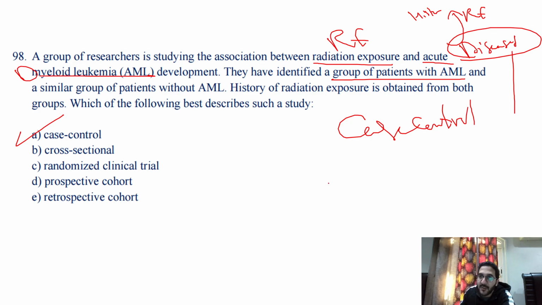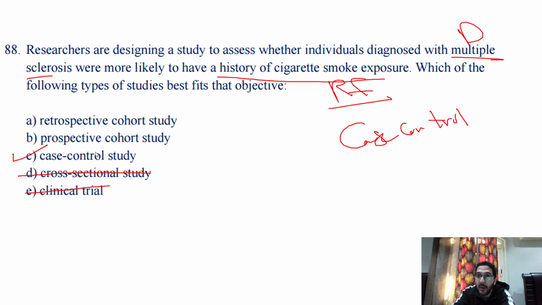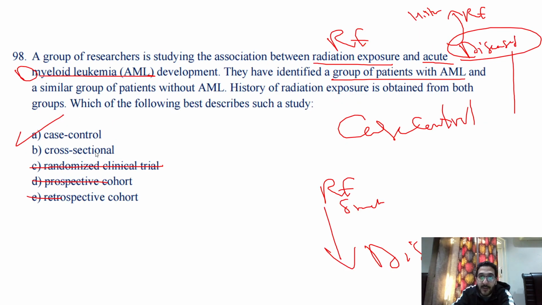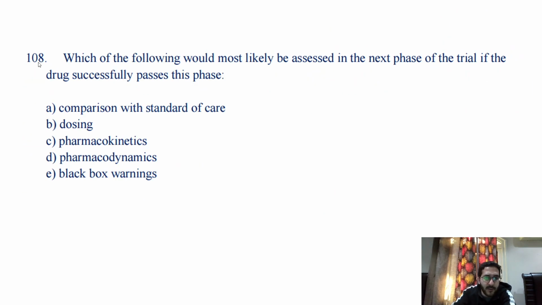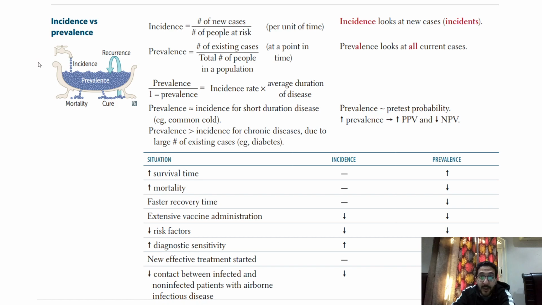In cohort, no, you would start with the risk factor and then move forward to see whether the disease will develop or not. So it's case control here. And also, you're not making the patient smoke, so it's not a clinical trial, it's not an intervention, and it's not a cross-sectional study. It's actually the same question, weird. Let's leave this one. Actually, I think we are done.